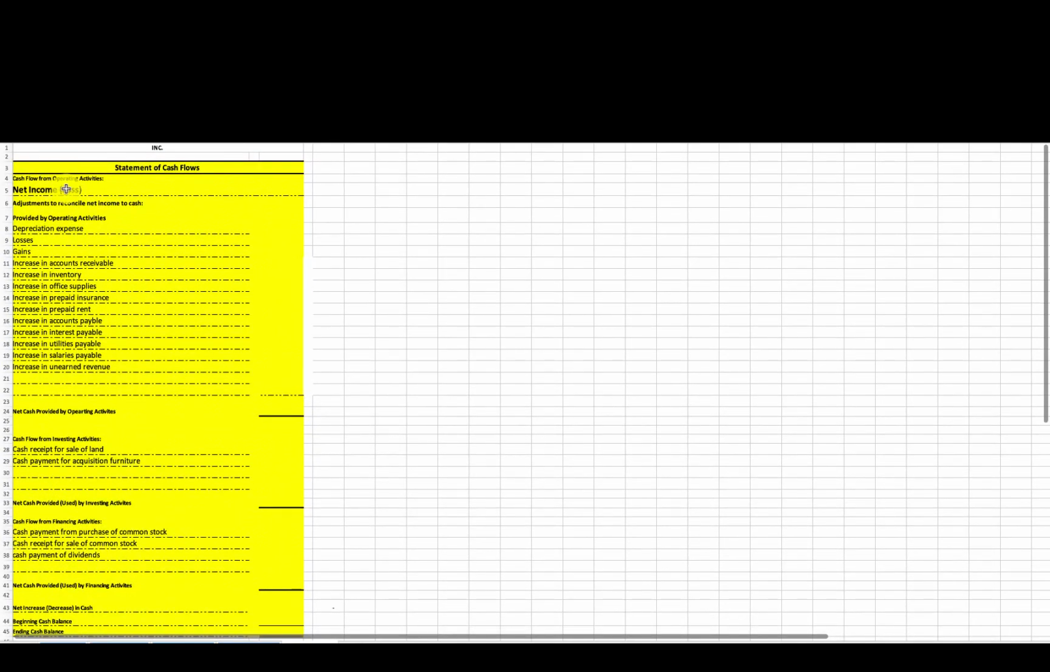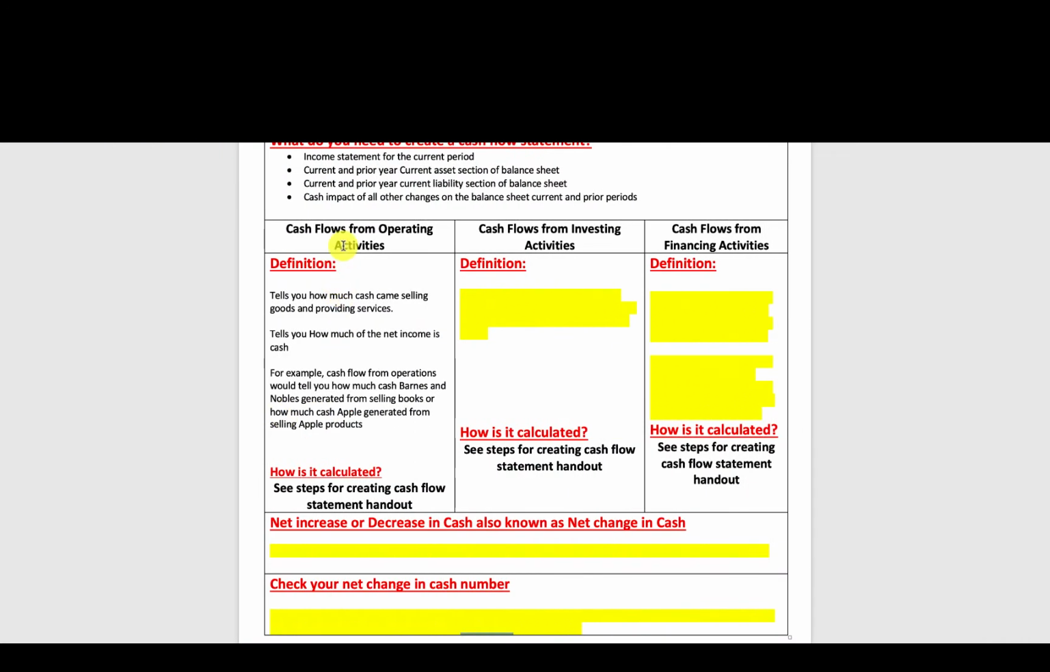The cash flow from operations starts with the net income number or the net loss number, and it makes adjustments to that number to come up with net cash from operating activities. So the cash flow from operating activities tells you how much of the net income on the income statement is actually cash, how much cash this company was able to generate from selling goods and providing services.